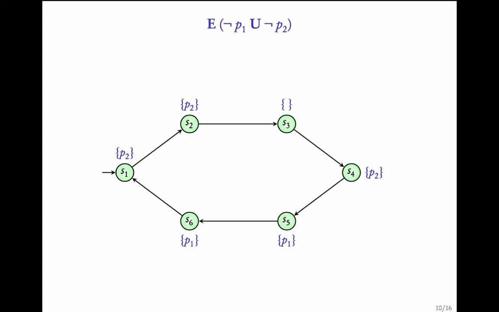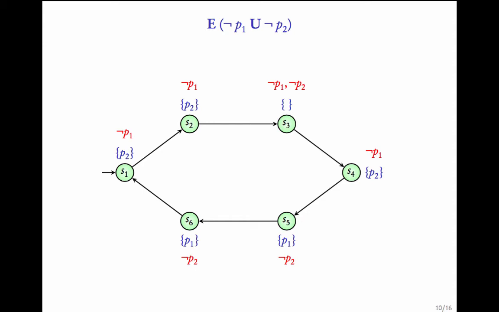Let's look at another example. We want to check the formula E of not P1 until not P2 on this transition system. Let's mark the states of this transition system which satisfy not P1, not P2. This satisfies not P1, this satisfies not P1, this satisfies both not P1 and not P2, this satisfies not P1, S5 satisfies not P2 and S6 satisfies not P2.